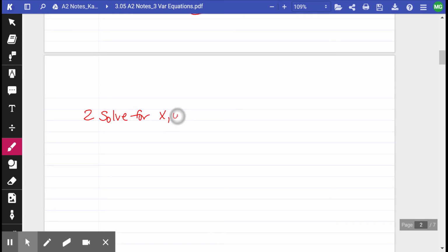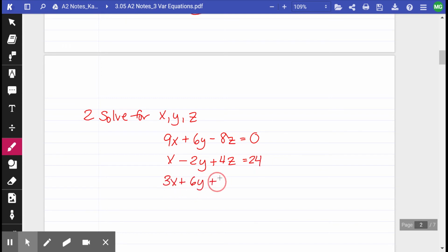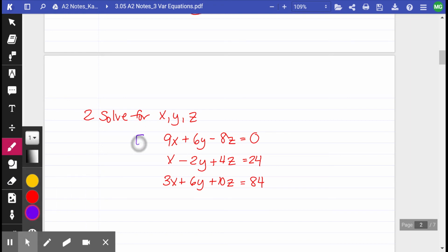Solve for x, y, and z. Here are your 3 equations. 9x plus 6y minus 8z equals 0. x minus 2y plus 4z equals 24. And 3x plus 6y plus 10z equals 84. I'm going to switch colors, and I'm going to label them E1, equation 2, and equation 3.